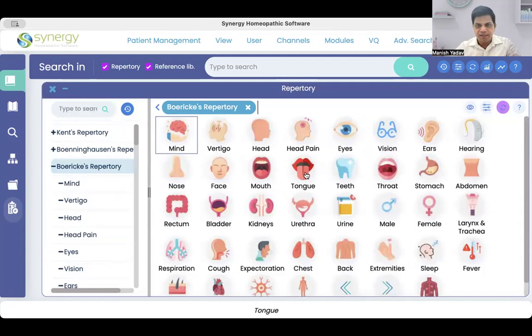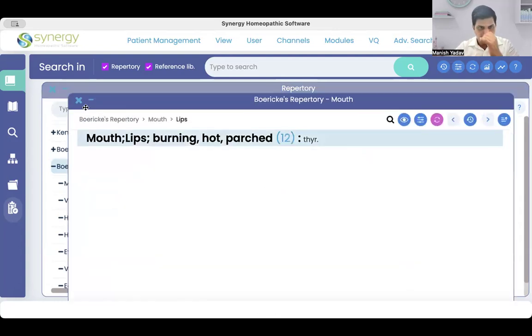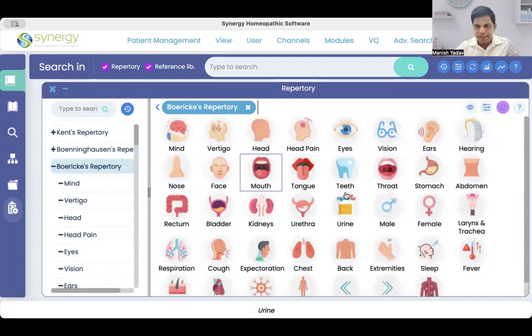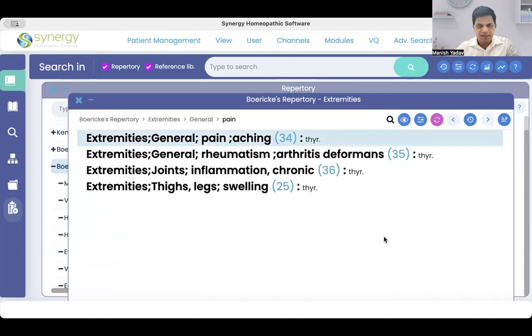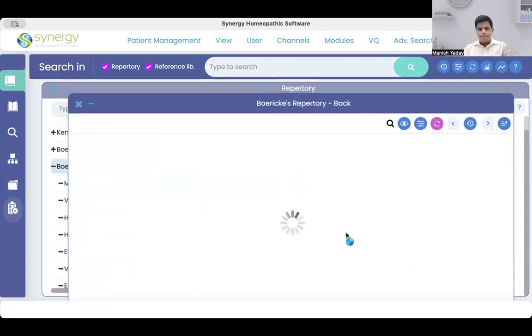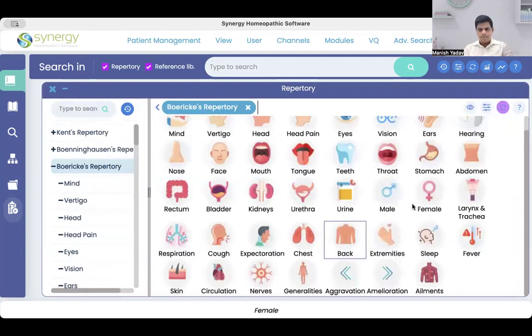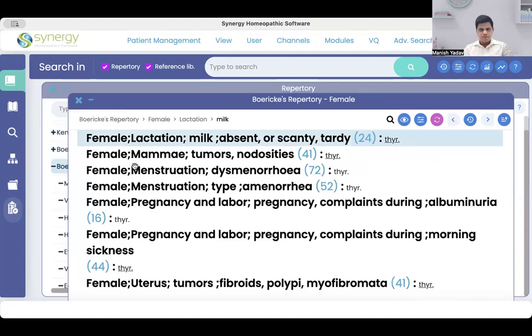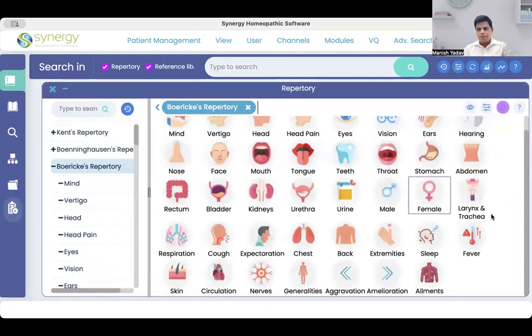Okay, memory part. What do I want to show you? Extremities maybe. This I want to show you. Joint inflammation, thighs and leg swelling. No, I want to show you something. Fibroadenoma. It's a good remedy for fibroadenoma. I wanted to show you something.